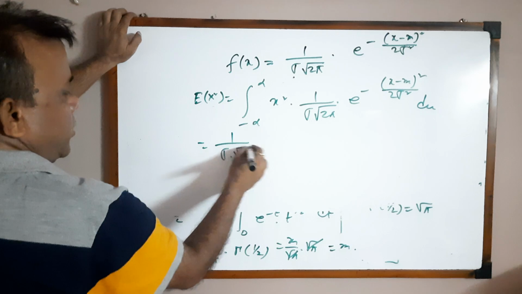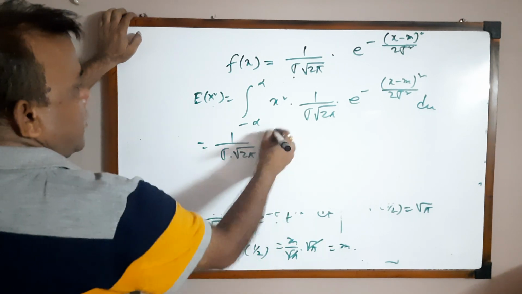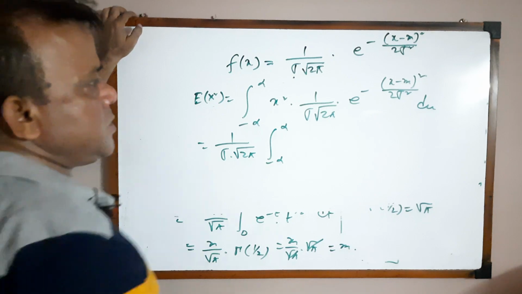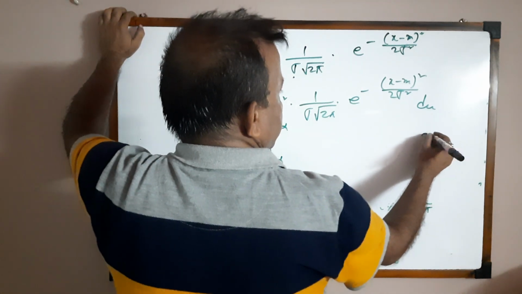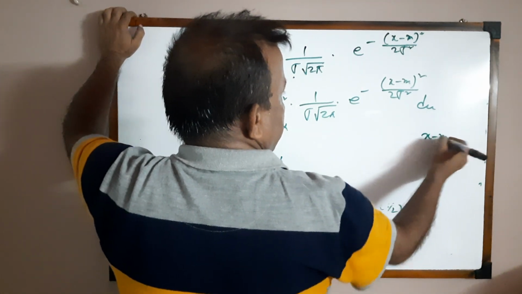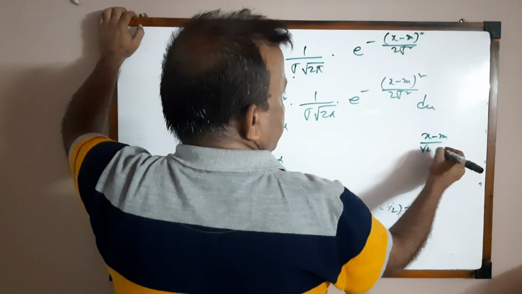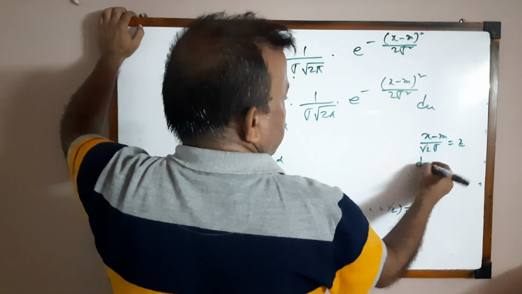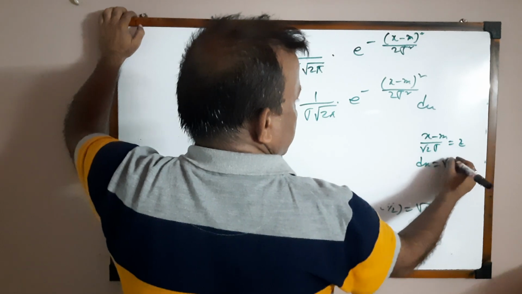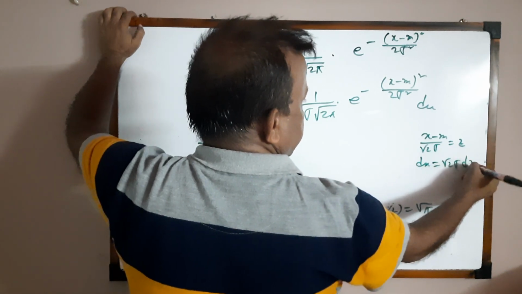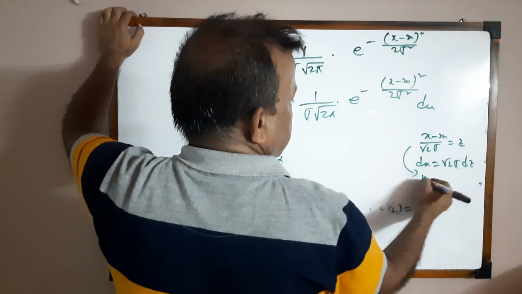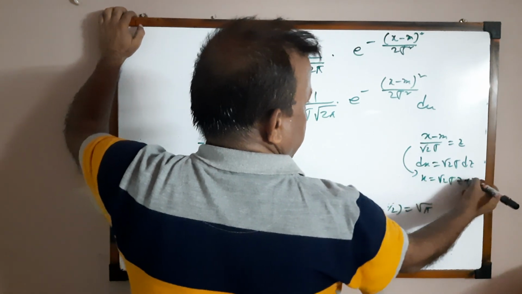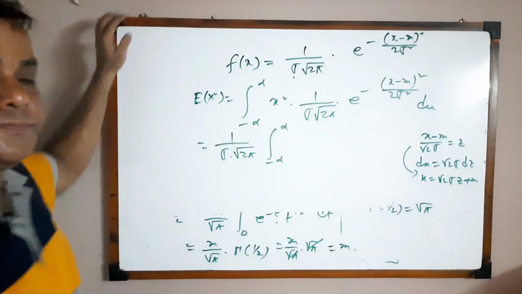Sigma into root over of 2 pi, integral from minus infinity to plus infinity. Similarly, we have to put (x minus m) by (root 2 into sigma) equals z. Therefore, dx equals root 2 sigma dz, and x equals root 2 sigma z plus m. Okay.